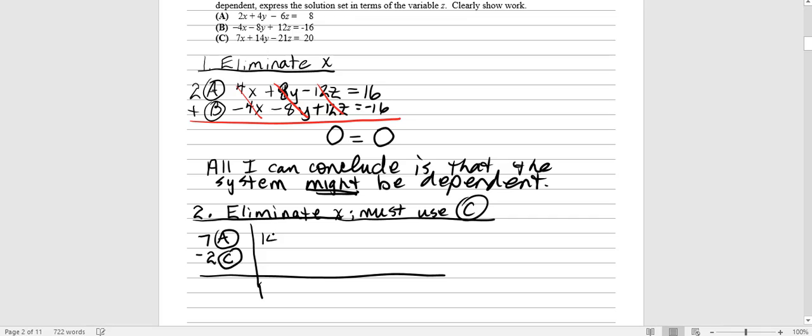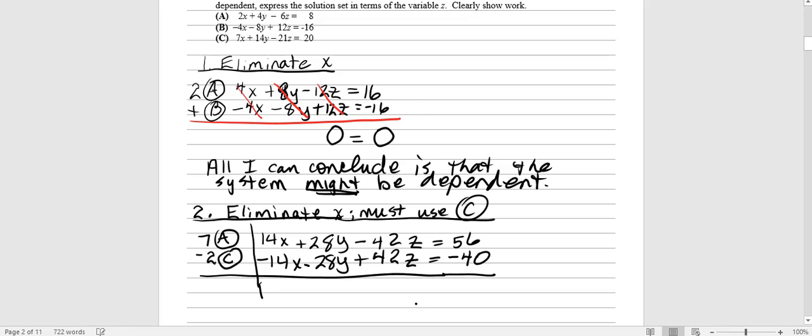So 7 times equation A is 14x plus 28y minus 42z equals 56. And then negative 2 times equation C is negative 14x minus 28y plus 42z equals negative 40. So I wind up canceling all variable terms on the left side of the equation, getting only a 0. And when I add the two constants on the right side of the equals, I get 16. Now I know 0 doesn't equal 16. This is a false statement.